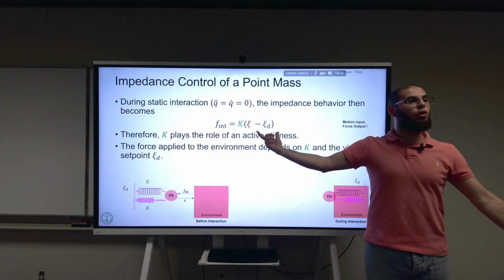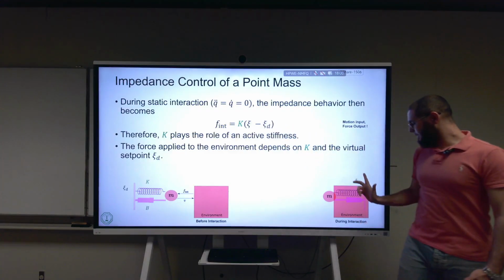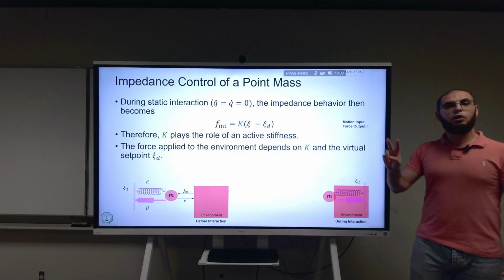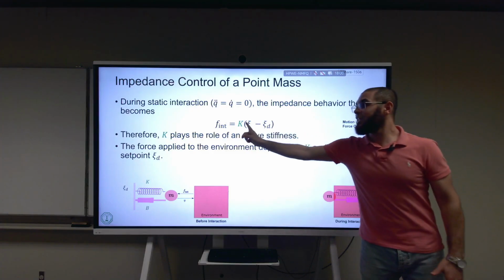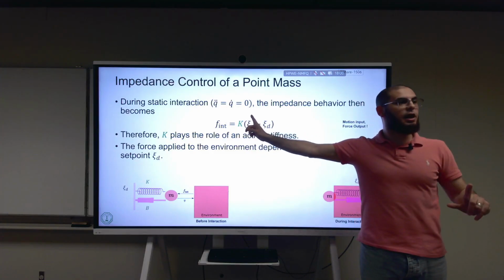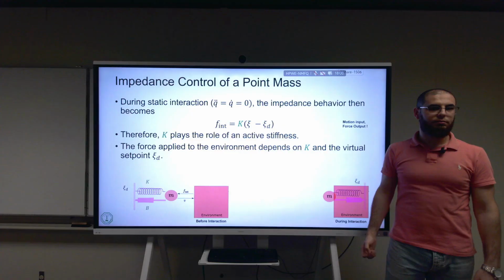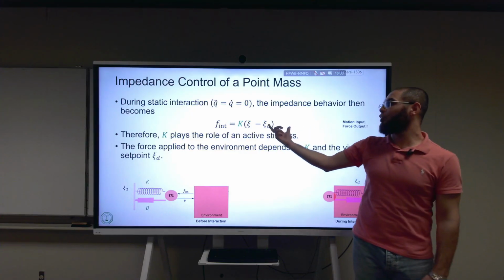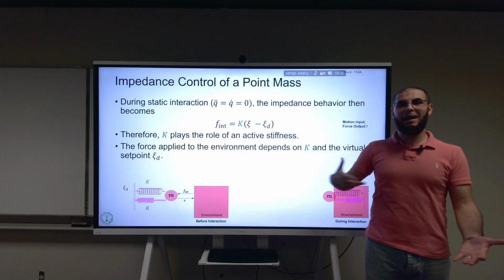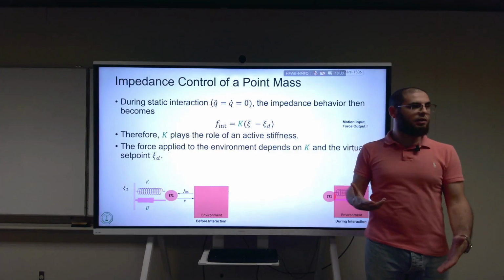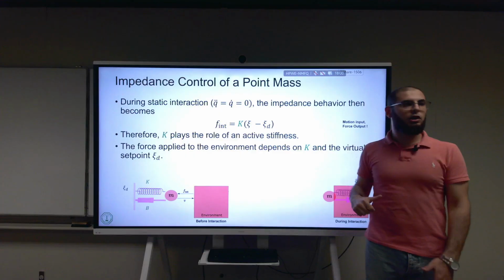I'm not moving anymore. However, the more you take psi desired inside of the wall, or vice versa, if you change the K itself, if you make it higher, you start to get more force applied on the environment. And that's the basic of something called active stiffness control. I'm actually changing the stiffness of the system such that it's pushing more on the environment.